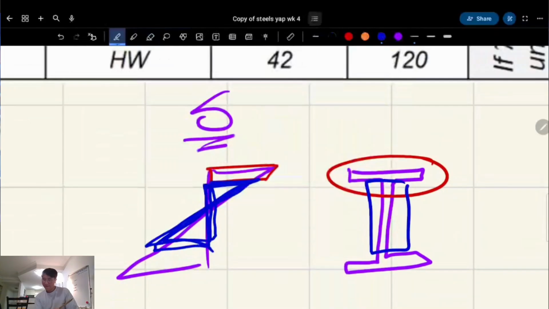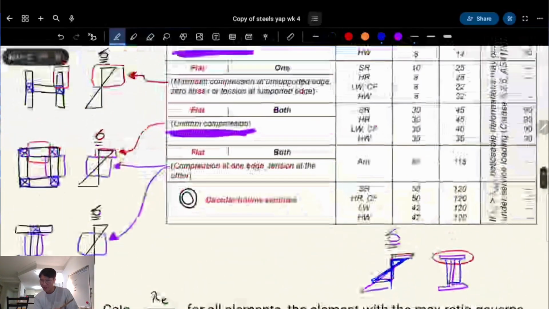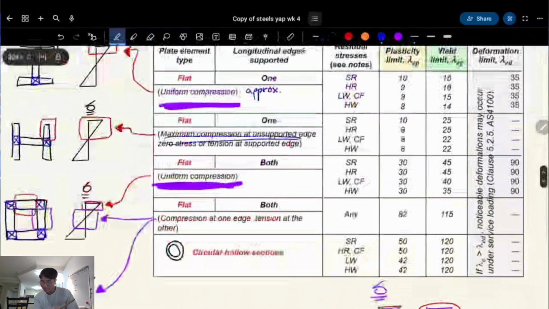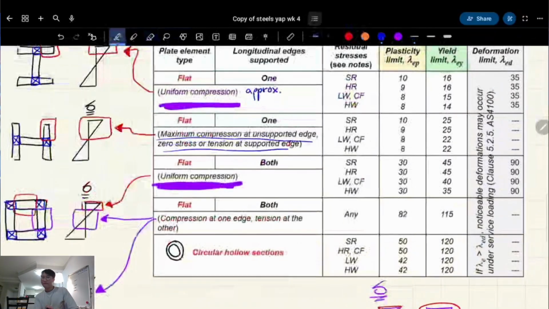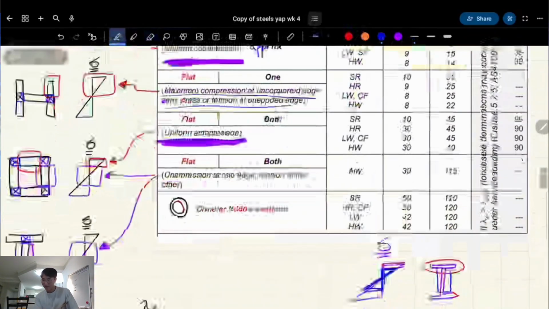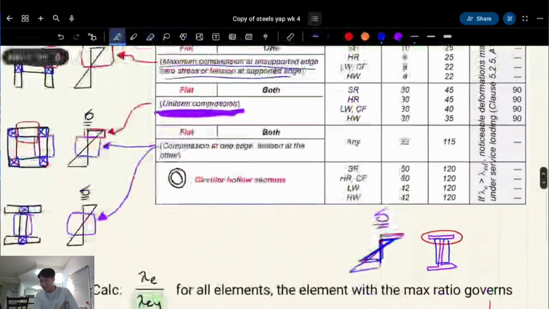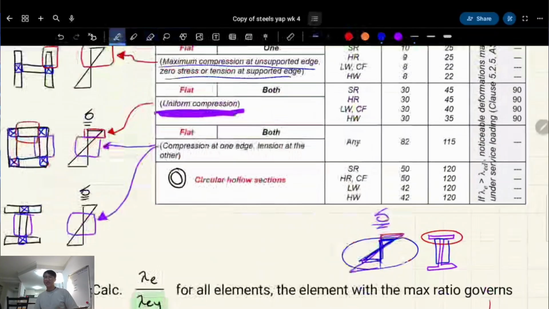Triangular. They call it maximum compression at one edge and tension at the other. Yeah, I can see that. Exactly, that is what it says. And that's what it is, right? Because on one side you have tension and the other side you have compression. That's how you have to interpret the table.